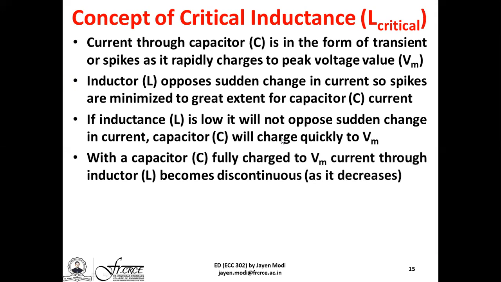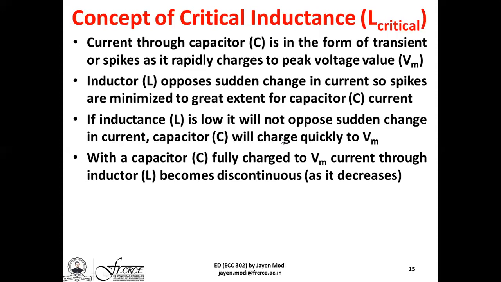Once capacitor C becomes fully charged, the current through the inductor decreases and hence it becomes discontinuous. The reason is that the capacitor is connected in parallel or in shunt with respect to the rectifier output terminals. So when both the rectifier voltage and the capacitor have their potentials at plus Vm, the current through the inductor, which is in series, will definitely go down to zero or become less, because current cannot flow across points which are almost at the same potential.